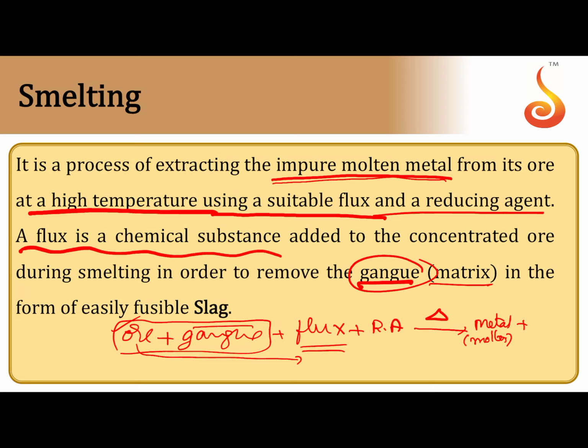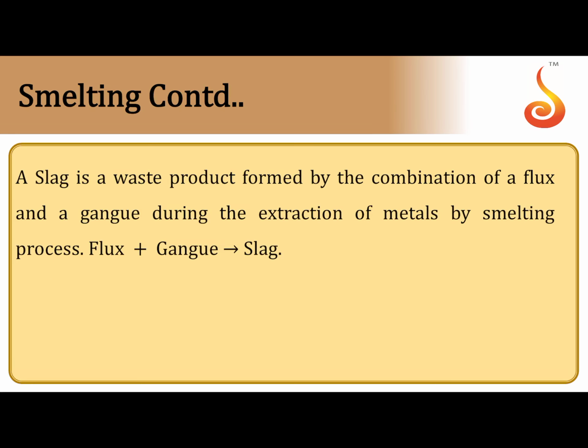At the same time, the gangue, which is infusible, by reacting with flux is converted into a fusible mass, easily fusible mass. Both are separated by the difference in specific gravity. Molten metal and fusible mass are separated. So, the entire process is called smelting. A slag is a waste product formed by the combination of flux and gangue during the extraction of metals by smelting.